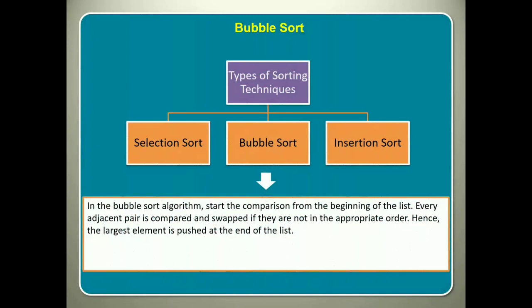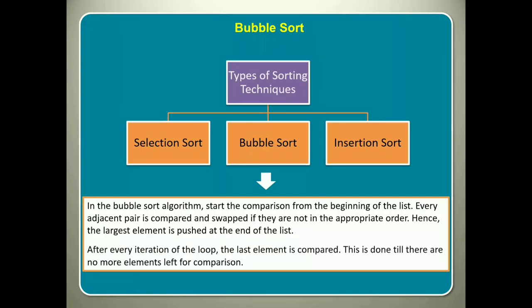In the bubble sort algorithm, you start comparing from the beginning of the list. Every adjacent pair is compared and swapped if they are not in the appropriate order. Hence, the largest element is pushed to the end of the list. After every iteration of the loop, the last element is compared. This is done till there are no more elements left for comparison.